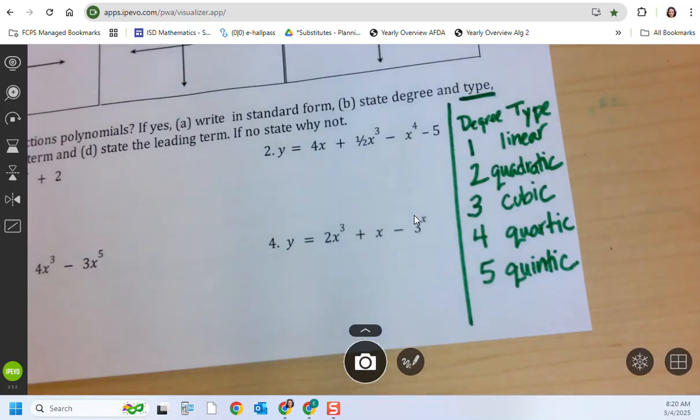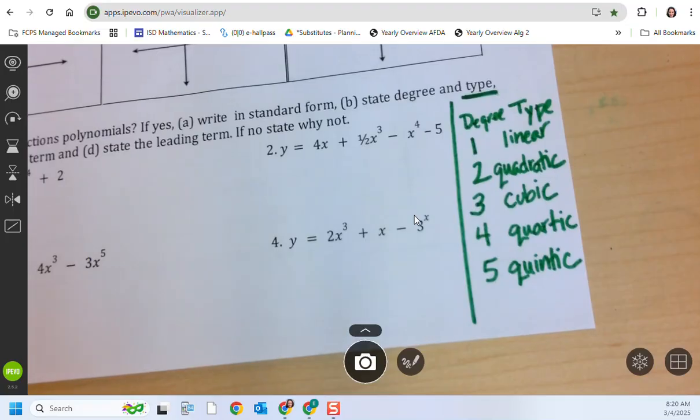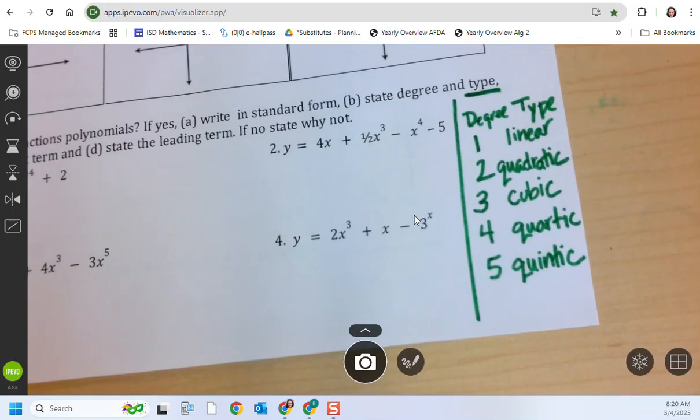All right, so are the following functions polynomials? If yes, write in standard form, state the degree and type, state the constant term, and state the leading term. And if no, say why not. So we're going to do 1 and 2 together, and then you guys are going to do 3 and 4.